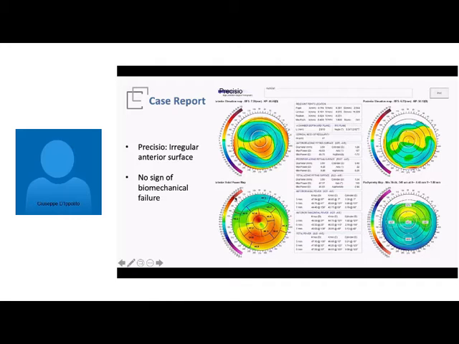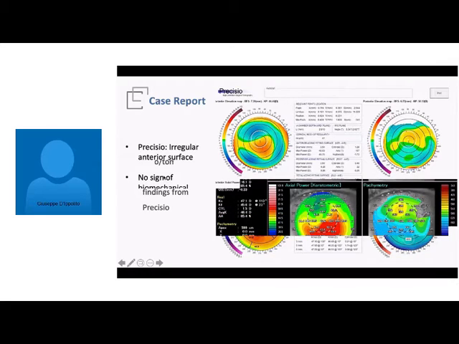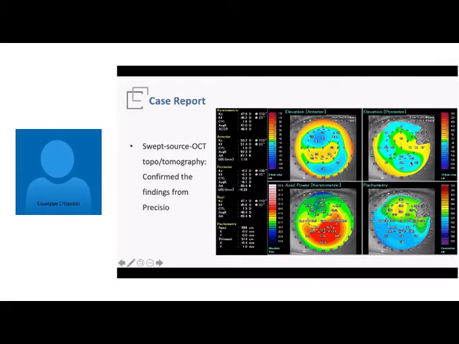No sign of biomechanical failure seems to be present, and this is our pachymetry map, which shows ample tissue, especially in this area that we want to treat. And so we went further and acquired our OCT map to compare those two, and they agreed quite well in most of the measurements.